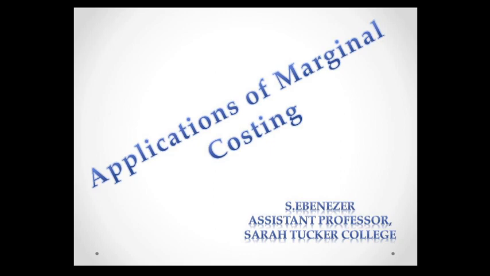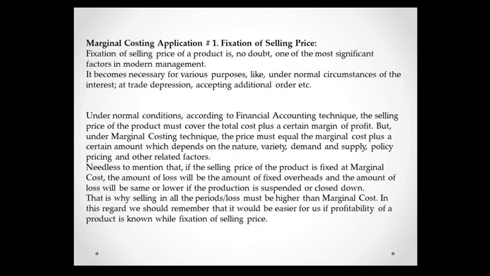First one is the application of fixing of selling price. Fixing the selling price of a product is no doubt one of the important factors in modern management. Generally, while fixing selling price, it should include profit margin, and in trade depression also, it should earn some income to the firm. When we are going to accept any additional orders, we have to identify whether it will add or give additional profits or income.